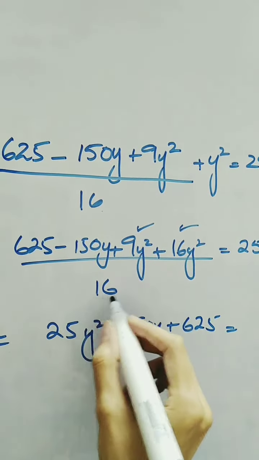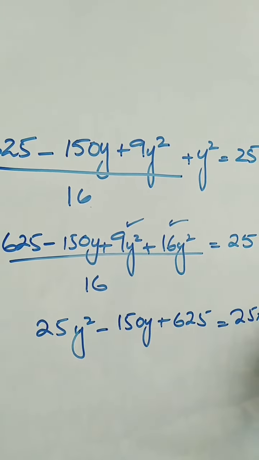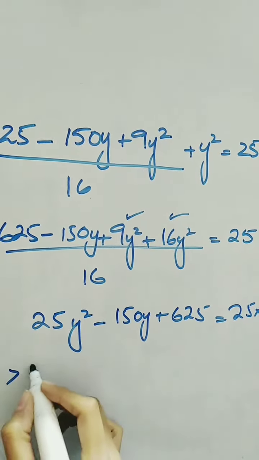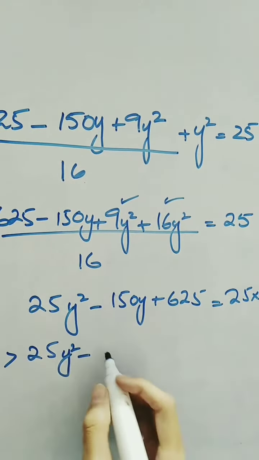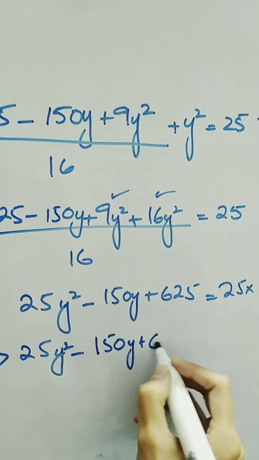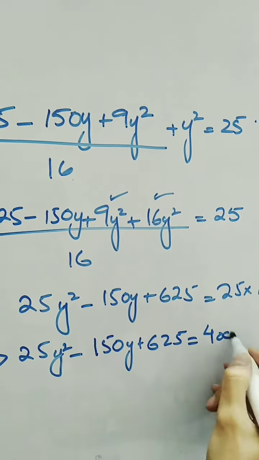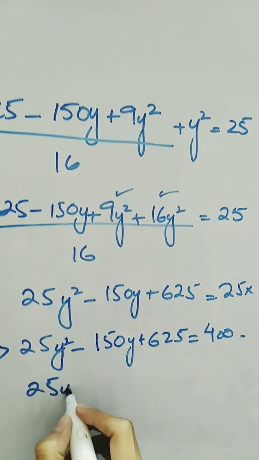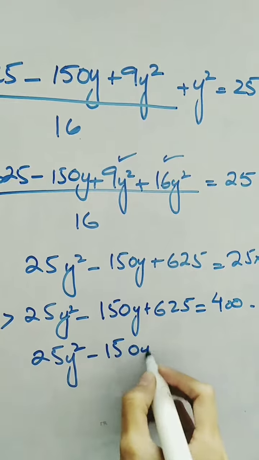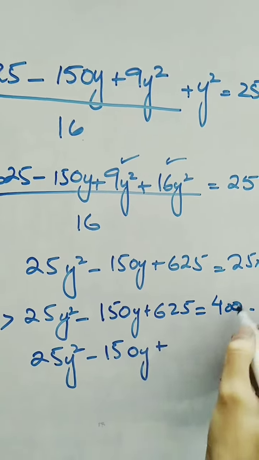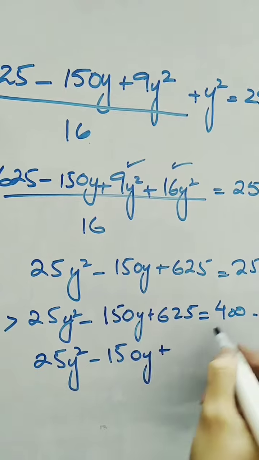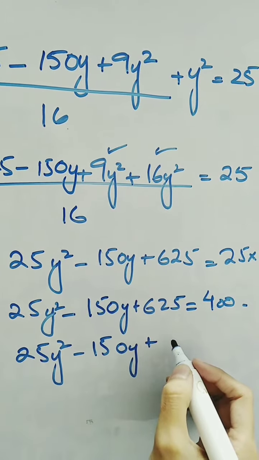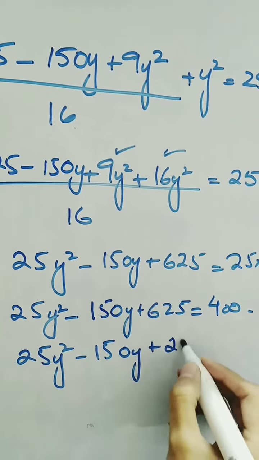We will shift this 16 to here and it will multiply with the 25. Now we have 25y square minus 150y plus 625 is equals to 400, 25 into 16. Now we have 25y square minus 150y plus 25. This will shift here and it gets subtracted from 625. So we will have 225 equals to 25.